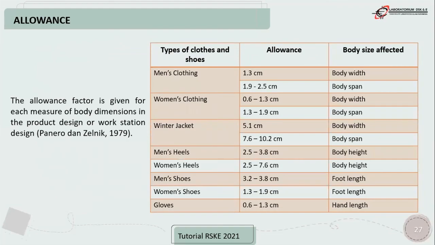Okay, for the allowance factor, it is given for each measure of the body dimension in product design or workstation design. The allowance is an item attached to the worker's body which can affect the design. For example, for the width of a door, the allowance should be used to give comfort to the users.